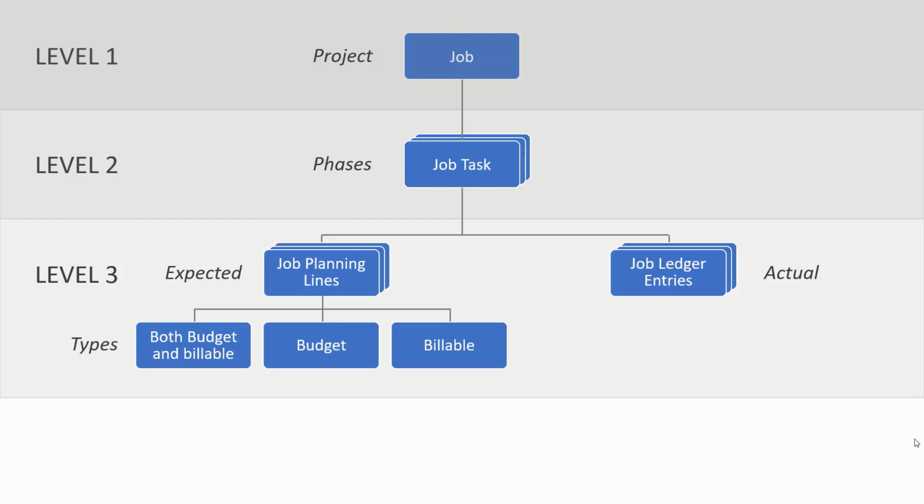We use both budget and billable if our expected usage and expected sales are equal. So, for example, time and material. We use budget to register our expected usage. It is also the billable lines which are transferred to our sales invoice, for example, if we have agreed on a fixed price.